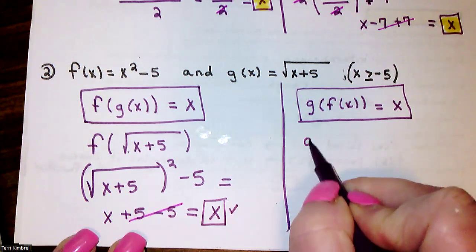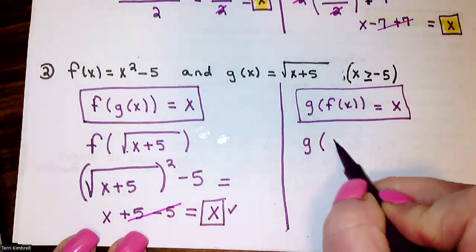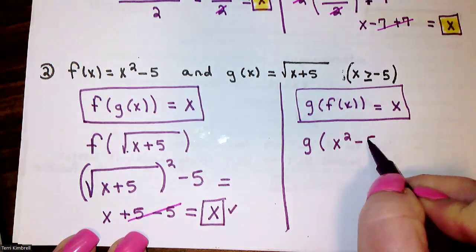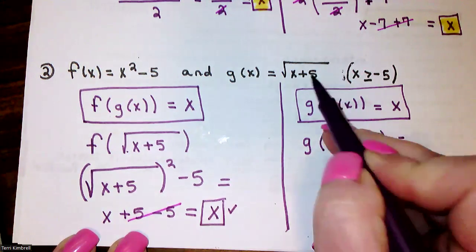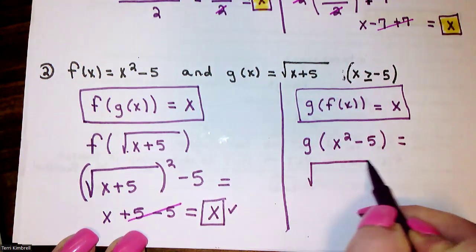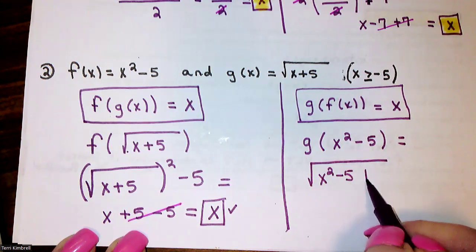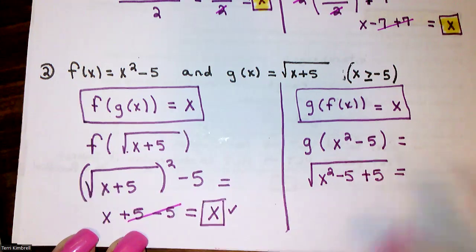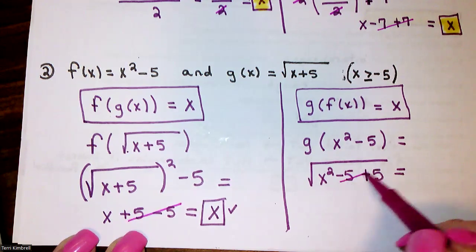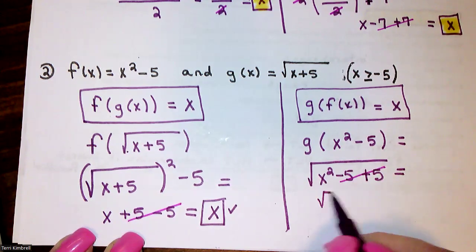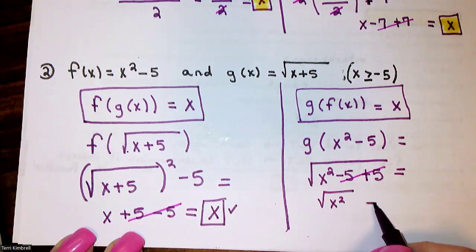Okay, so now we're going to do g, and I'm going to put in the f of x. And now I'm going to put that under the square root. So I have x to the second -5 plus 5. The -5 and +5 cancel. So the square root of x to the second would be x.